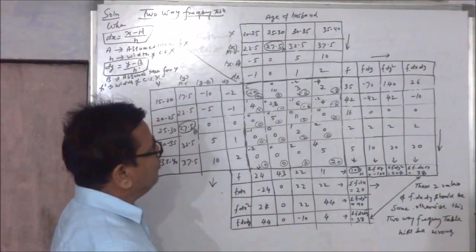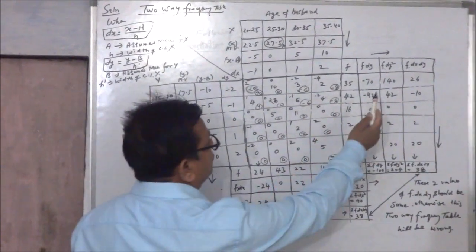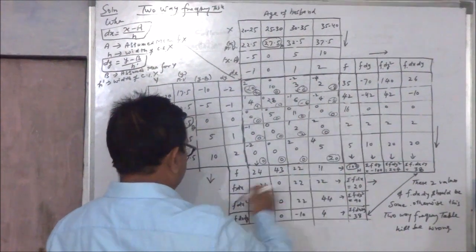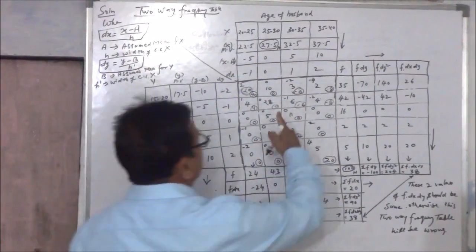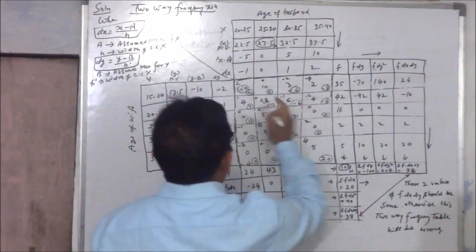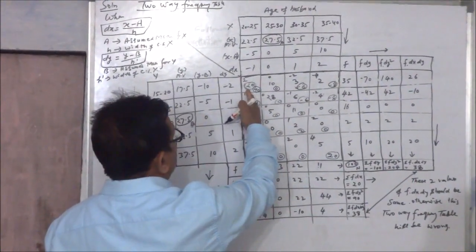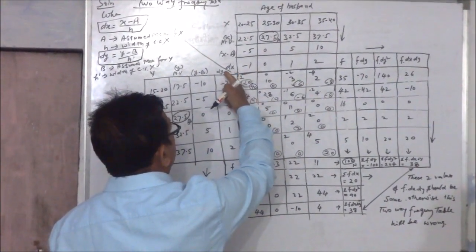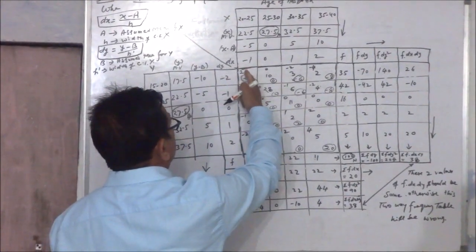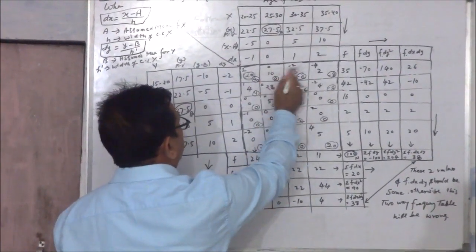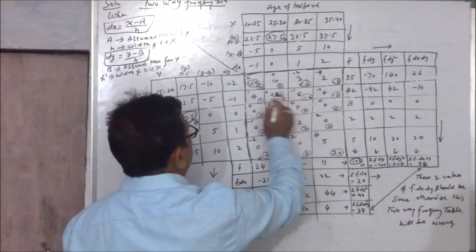Now we have to find the values of f into dx dy in both the cases, for the age of husband and age of wife. For instance, we have to find this value f into dx and dy. Just multiply these two values. What was this? This was dx and into dy. Minus 1 into 2, this was 2. This was the original frequency. All the values here in the center are the original frequency.